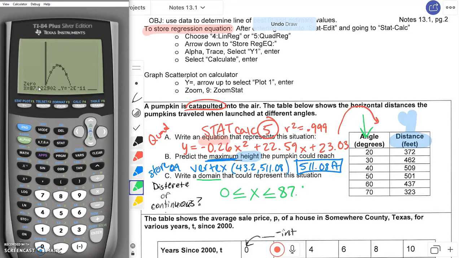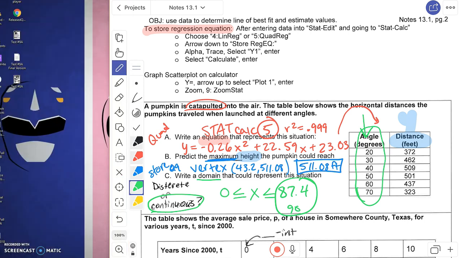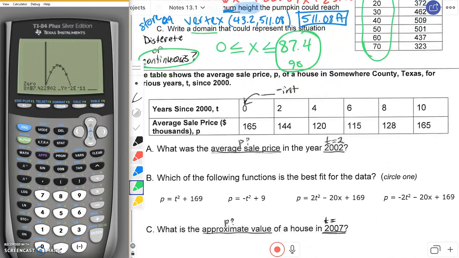Now, why did I use an inequality versus just listing out 20, 30, 40, 50, 60, 70? Do I have degree measures that are in between those numbers? I sure do, which is going to make it continuous. So I want everything in between those. You might have an answer choice that's a little bit different than your domain, and it might say something like 90 degrees, but that's close to what you have, which means that's what you're going to use. Okay, last question.